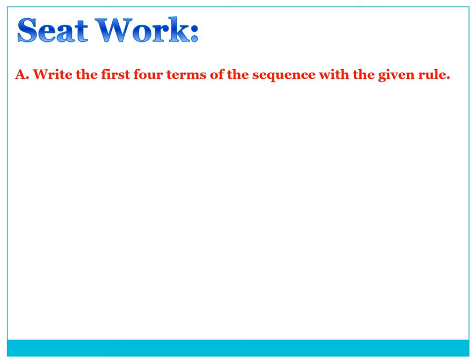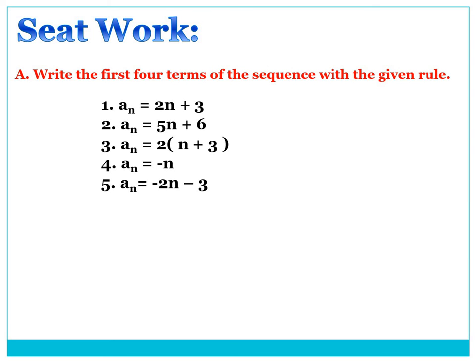So I have the seat work. Write the first 4 terms of the sequence with a given rule. Number 1, a sub n equals 2n plus 3. Number 2, a sub n equals 5n plus 6. Number 3, a sub n equals 2 times the quantity n plus 3. Number 4, a sub n equals -n. Number 5, a sub n equals -2n minus 3.